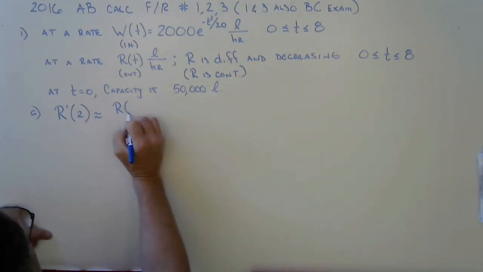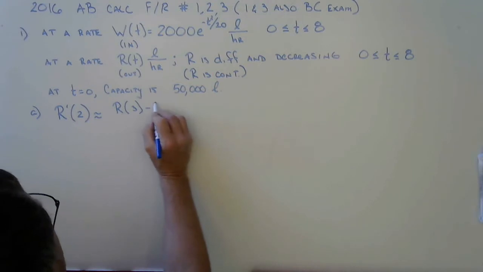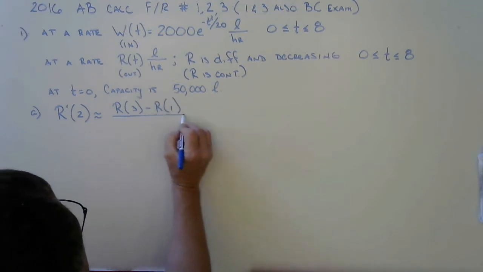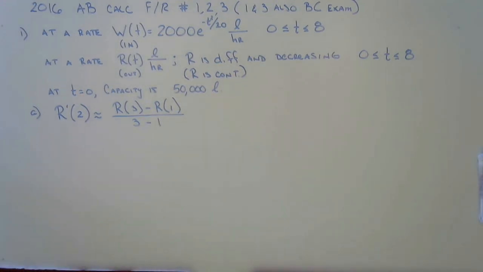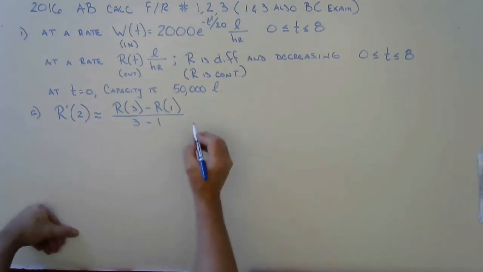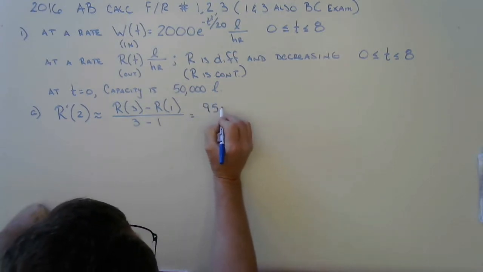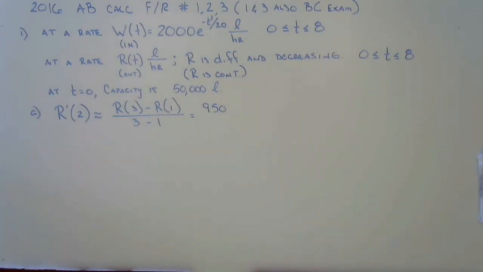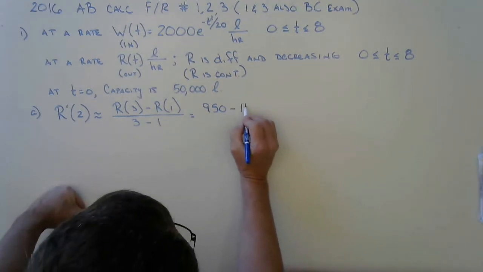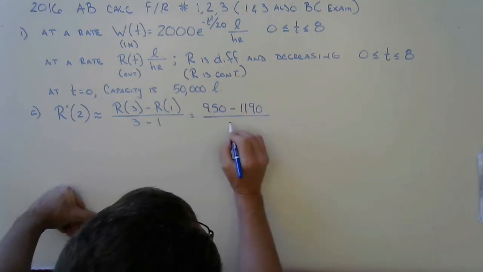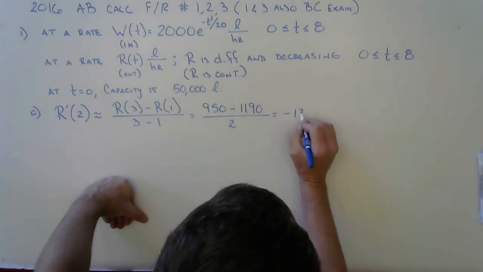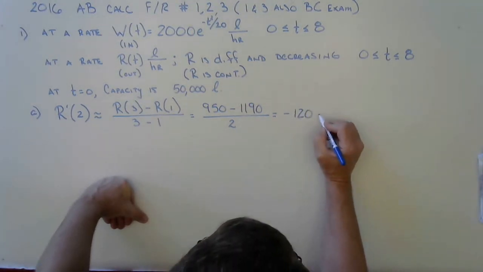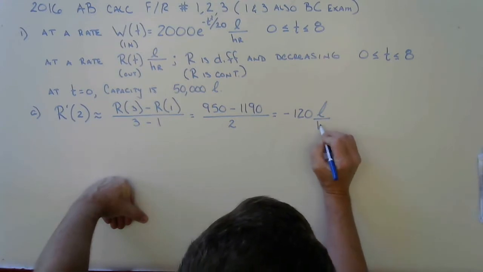So we're going to find r of 3 minus r of 1 divided by 3 minus 1. Change in y over change in x. Now r of 3 is 950, getting that from the table. R of 1 is 1190. And of course, 3 minus 1 is 2. And so if we do our arithmetic here, we get negative 120, which makes sense. Negative 120 liters per hour.